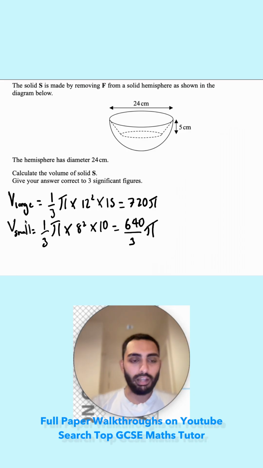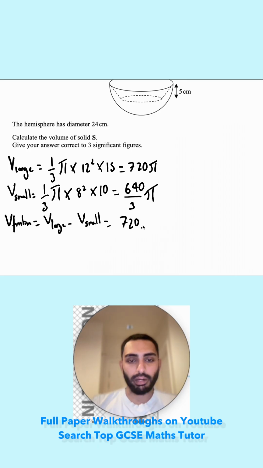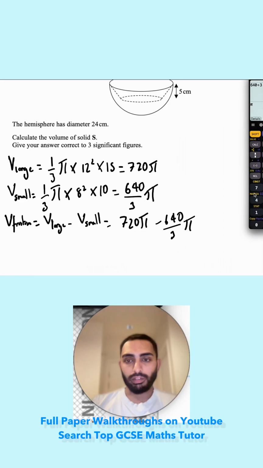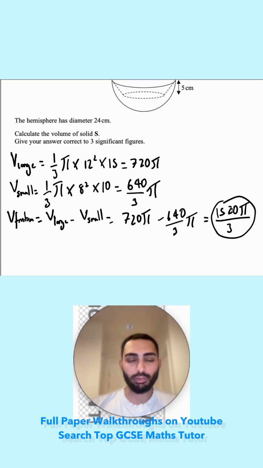So now I've got my large one and my smaller one. To find the volume of the frustum, I need to do the large one, take away the small one. So volume of the large, take away the volume of the small one. So that's 720 pi minus 640 over 3 pi. So 720 pi minus 640 pi over 3, which is 1520 pi over 3. 1520 pi over 3. We've done our frustum, so I'll just circle that because we'll need it later.